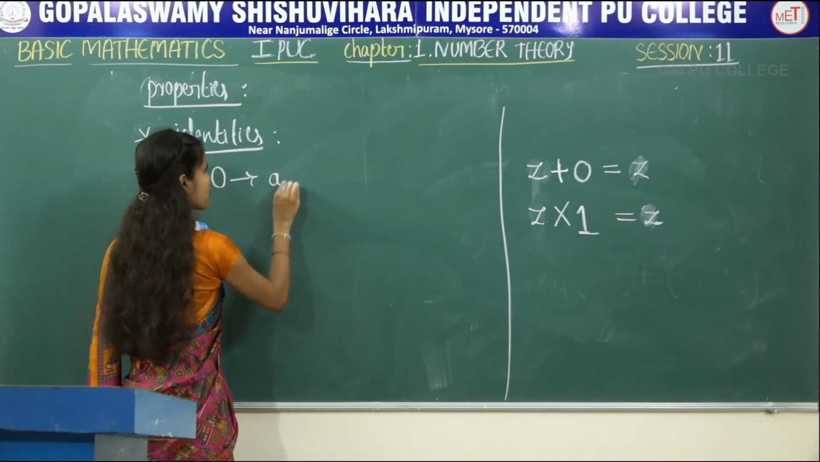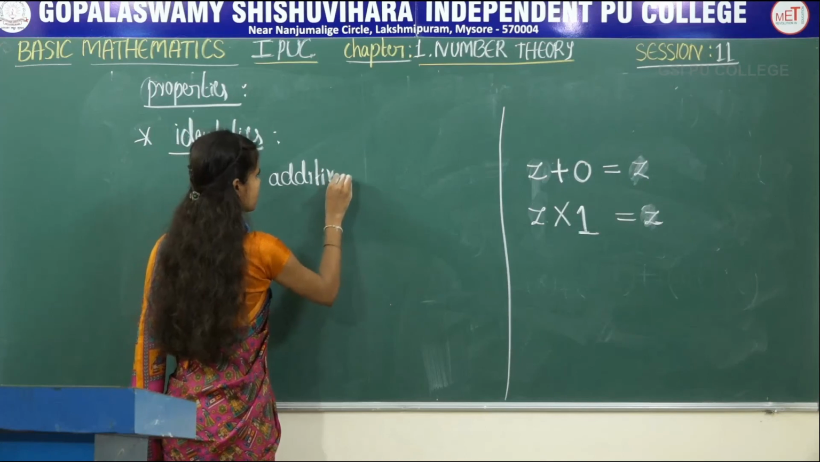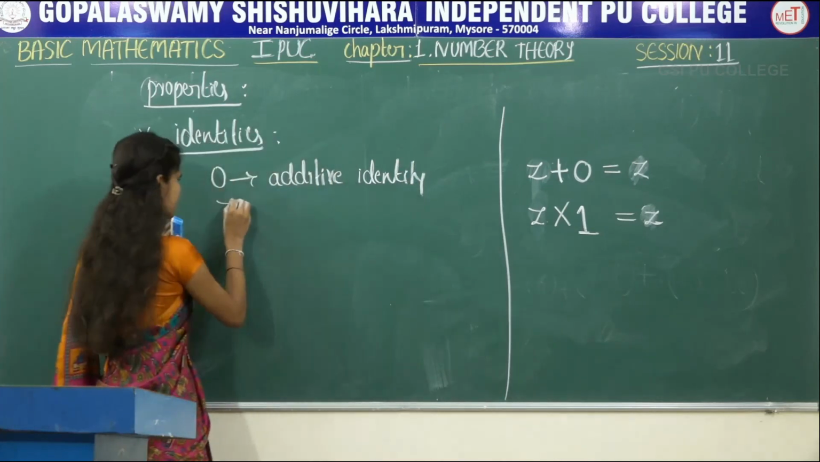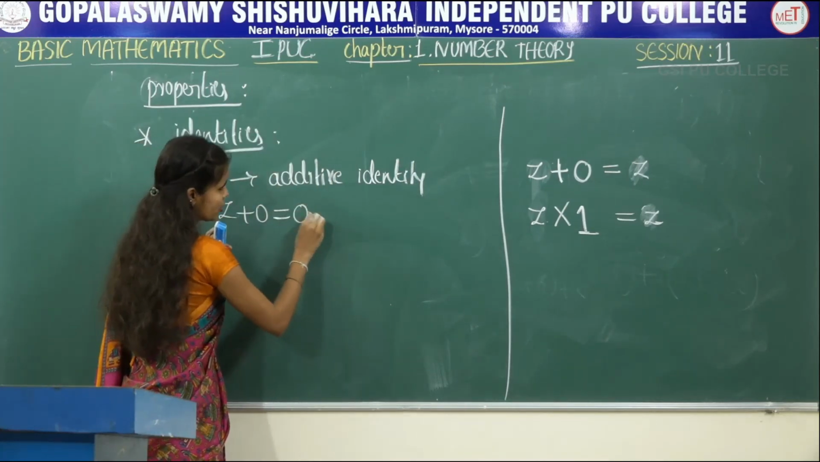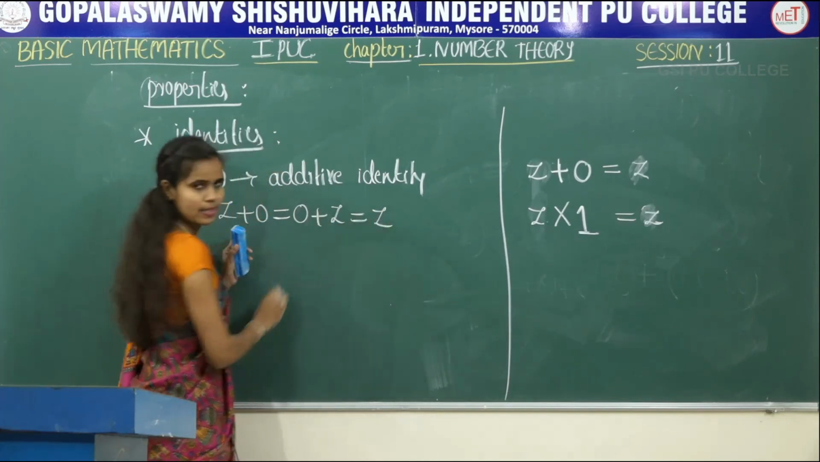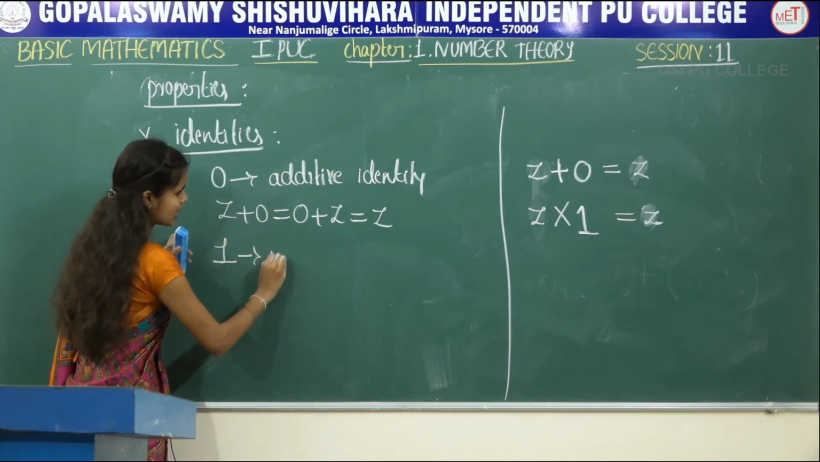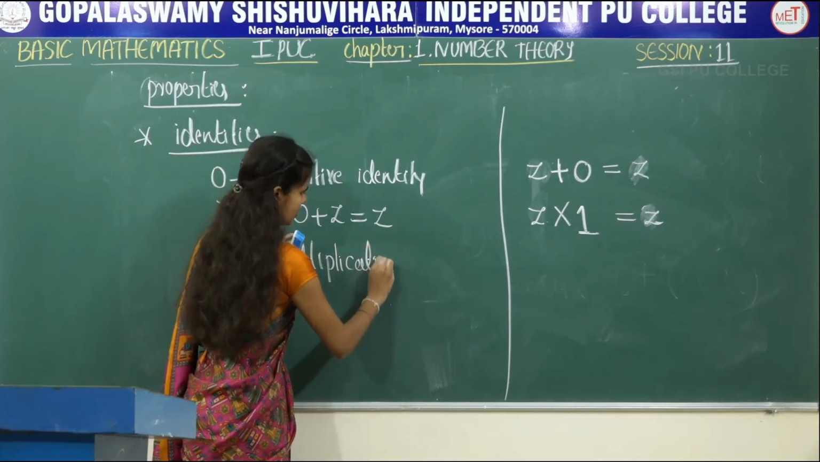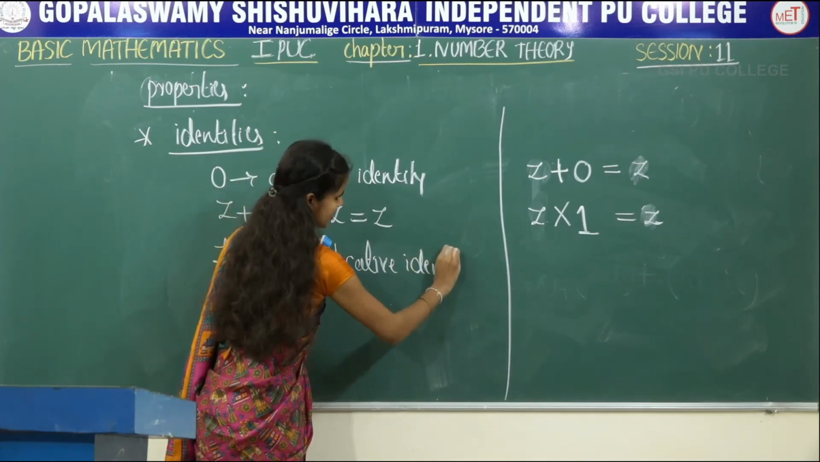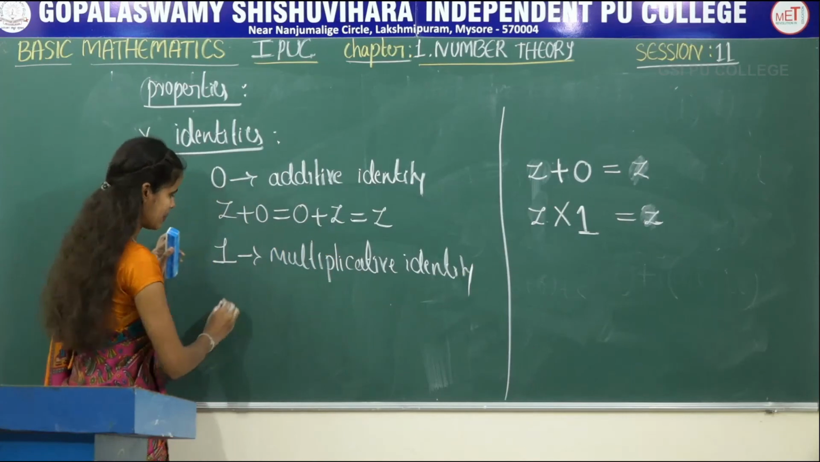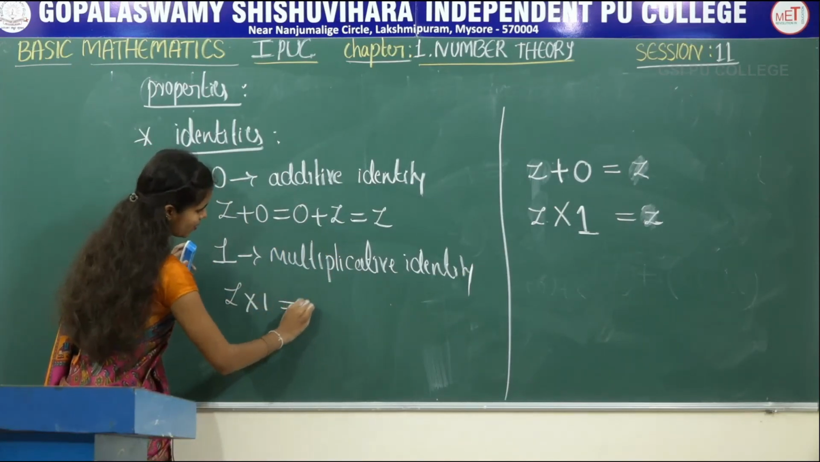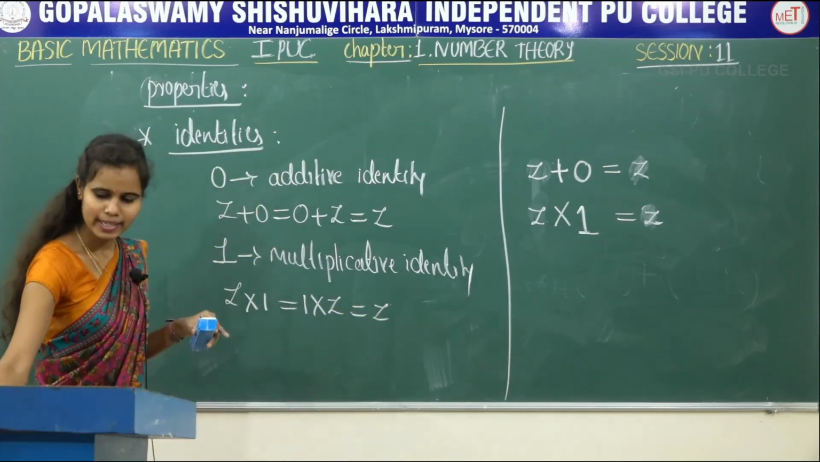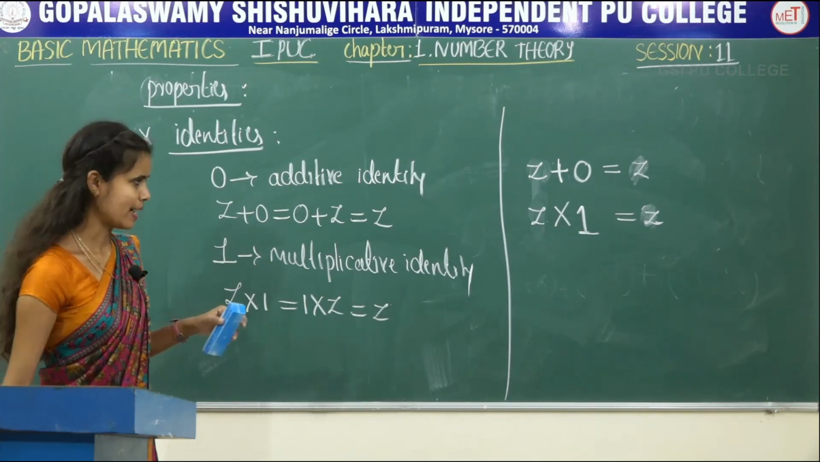0 is called the additive identity because z plus 0 or 0 plus z is equal to z. 1 is called the multiplicative identity because z into 1 or 1 into z is equal to z. Therefore 1 is called the multiplicative identity, and 0 is called the additive identity.